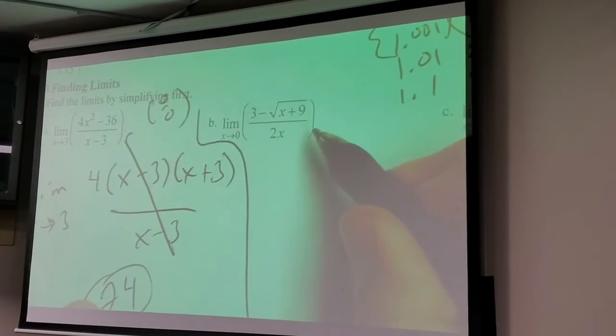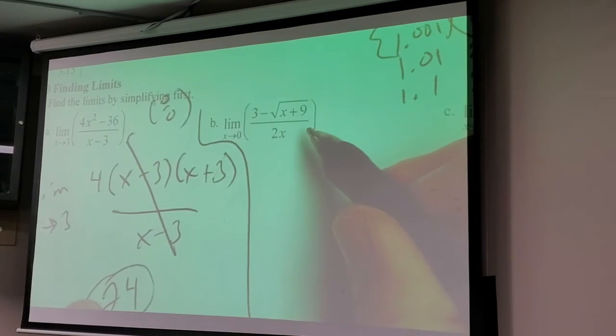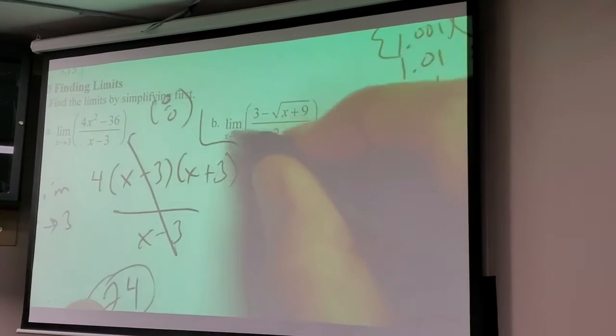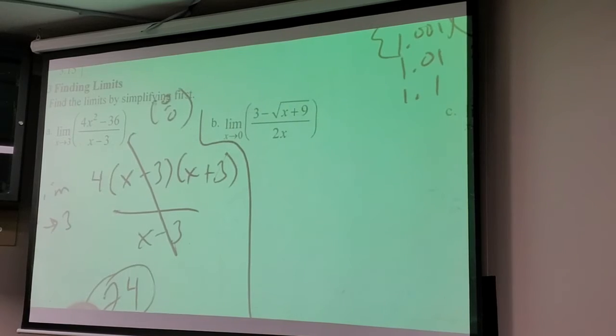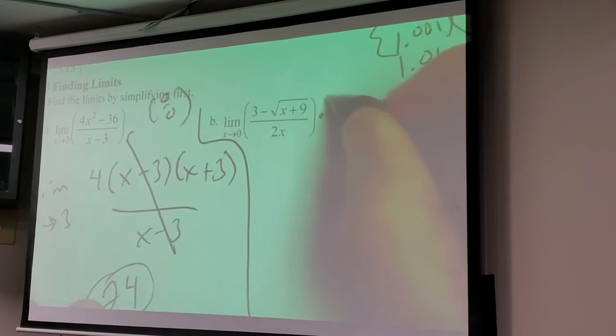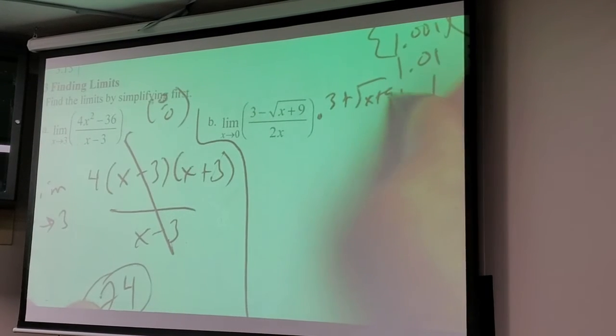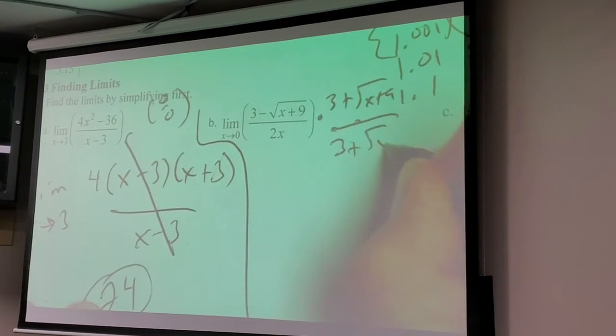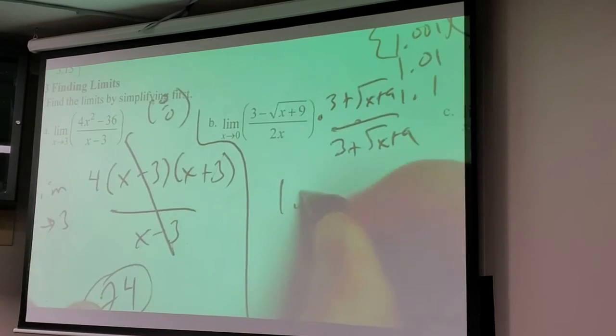Now this guy you should have been ready for. What do you have to do here? And of course, you plug a 0 in. It's indeterminate, right? So you have to do something. What am I going to do? Multiply by the conjugate, 3 plus the square root of x plus 9. So I get the limit as x goes to 0.